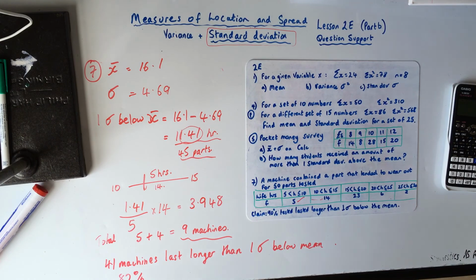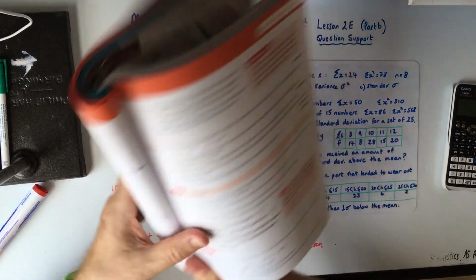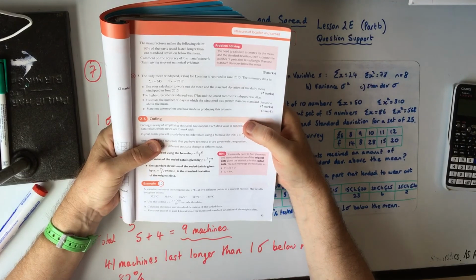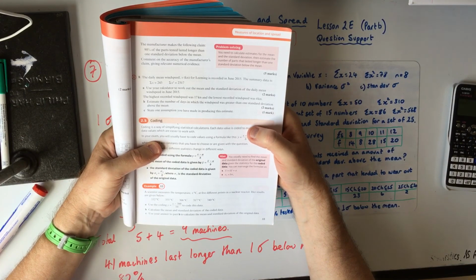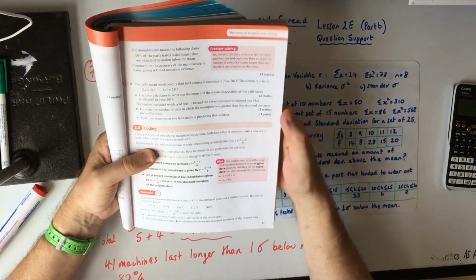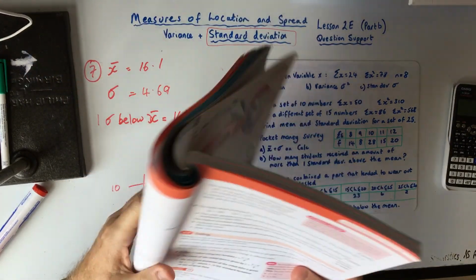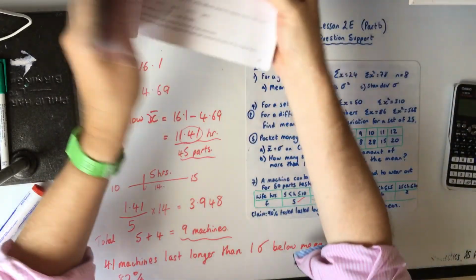Okay. The last one, I haven't done the last one. It's just similar, wind speed and so on. So you can do that. It's similar to this one, I think. Okay, it gives you the summary data, so it's fine.